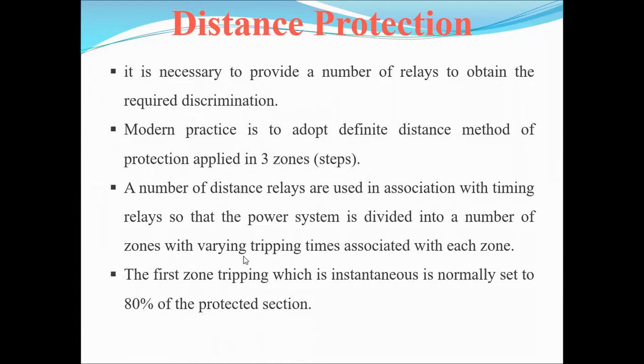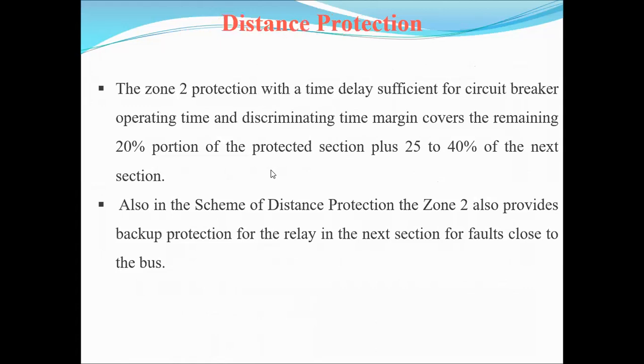Therefore the first zone tripping is set instantaneously. When a fault occurs, that zone relay will operate instantaneously. It is normally set to 80% of the protected system or protected section.